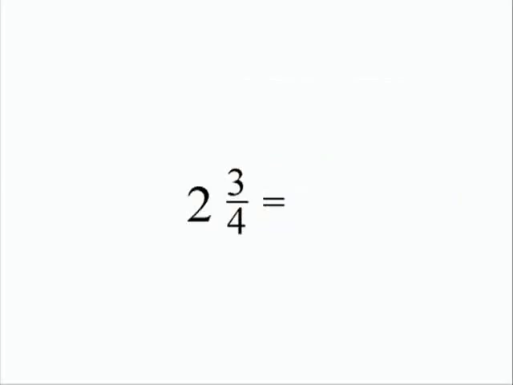Let's look at the fraction 2 3/4. Here are the steps necessary to change this into an improper fraction. The bottom remains the same, and the way you find the top of the fraction is that you multiply the denominator times the whole number, then add the numerator to that number. Here, 4 times 2 is 8, then you add 3 to that to get 11. So 2 3/4 can be rewritten as the improper fraction 11/4.